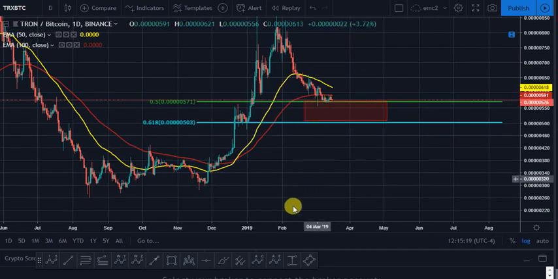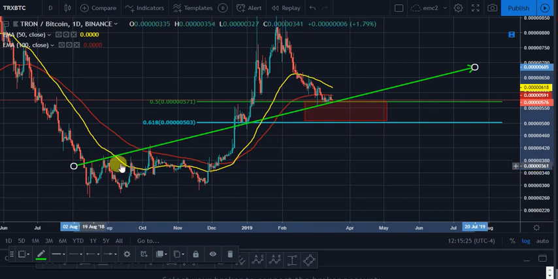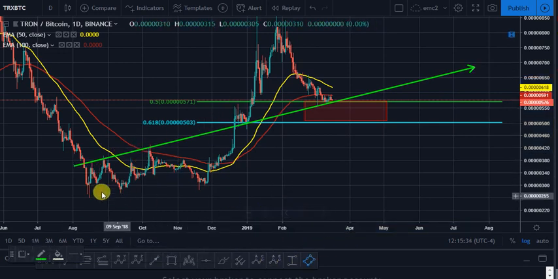When you take a look at this area, we've got a nice trend line just about this area. This trend line has been acting as a resistance since late August. And then we made a nice bottom formation just about this area.